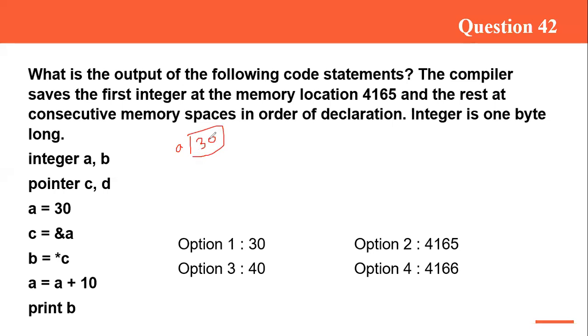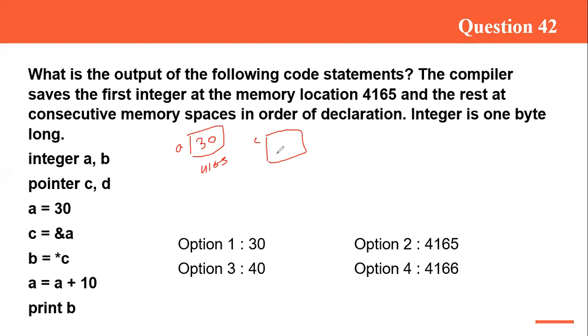Then we have C, which is storing the address of A, which is 4165. It is given, so I'll write that. 4165 is the address, so C will store 4165. I hope that everyone knows. Next, C is storing 4165. Then we are writing B is equal to star C.